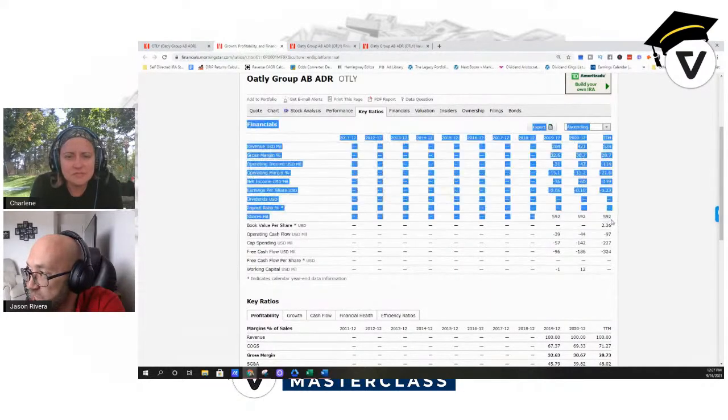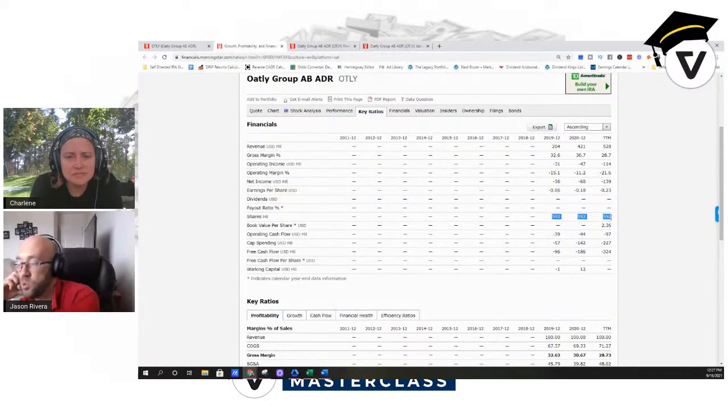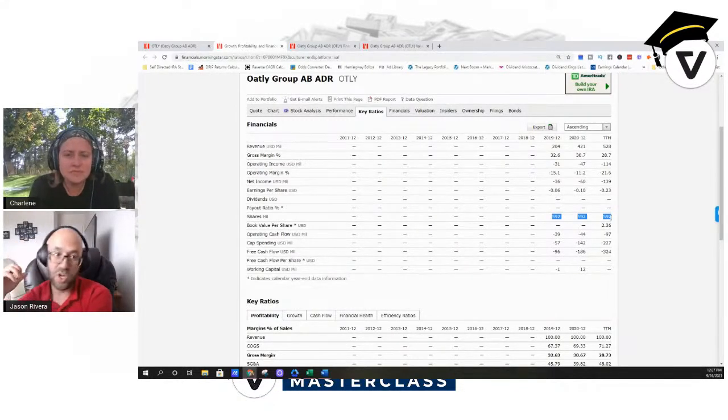Their share count has not gone up. That is a bit surprising from a growth stock. And frankly, that's a really good thing, because most growth stocks, if they're not profitable, they either have to issue more debt or they have to issue more shares to raise money to continue funding the company. When a company has to do that, it lowers the value.